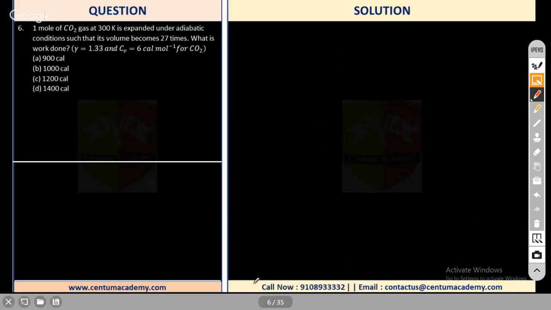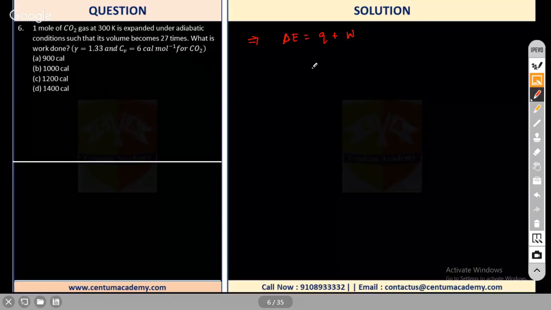See, okay. So 1 mole of CO2 gas at 300 Kelvin expanded under adiabatic condition such that the volume becomes this many times. What is the work done? Okay. So from the first law of thermodynamics, we have to find out the work done. Okay. So change in internal energy delta E is equal to Q plus W. This W is the work done by the system, right? Because it is expansion.